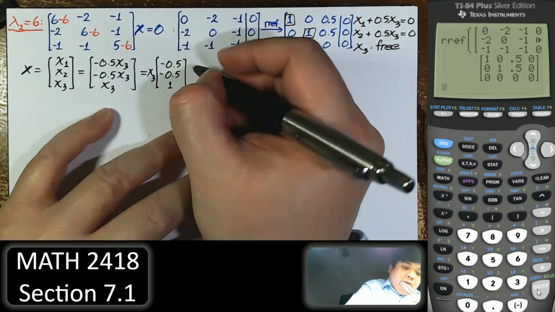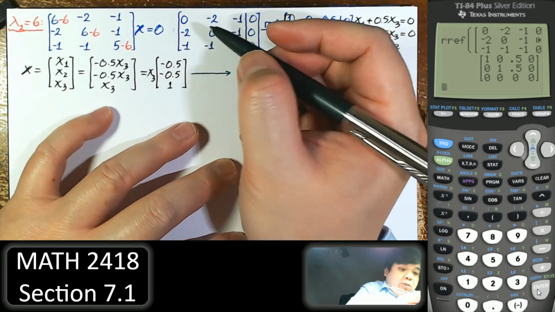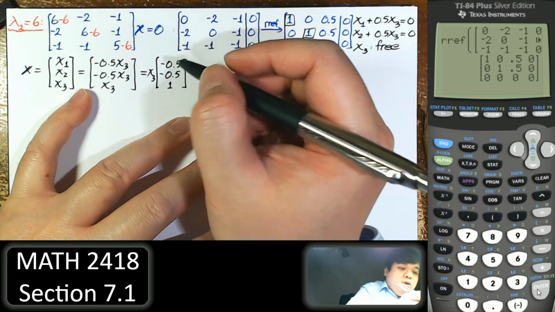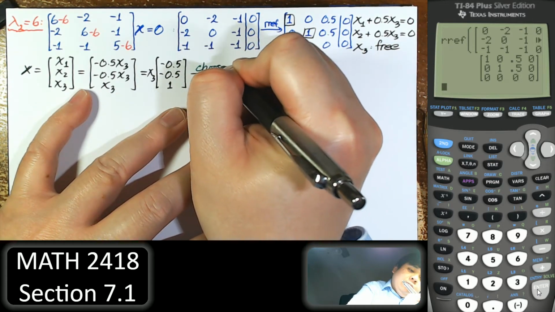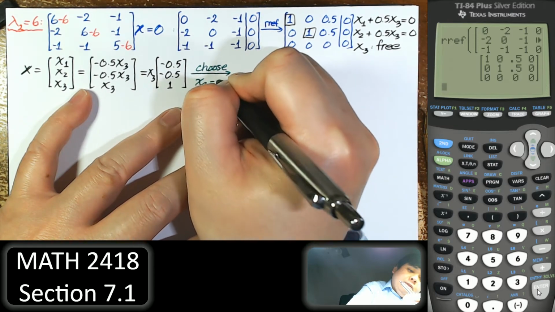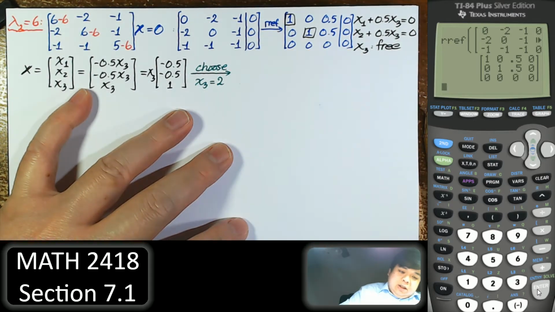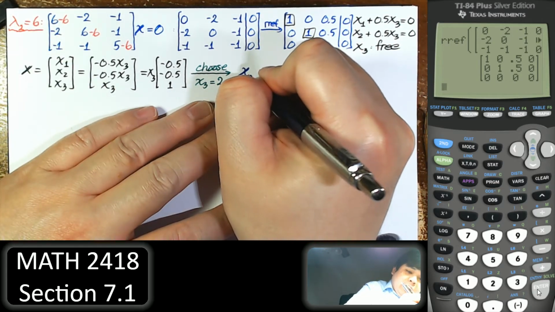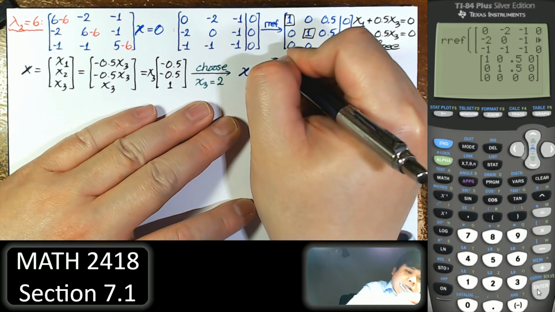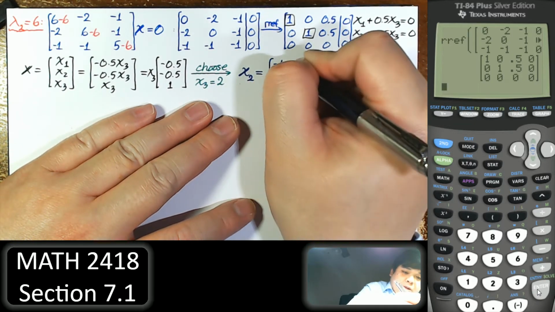Of course, when we choose an eigenvector, we choose something simple, without fraction or decimal. So let's choose x3 to be 2. So that we have the eigenvalue 6 will give us the eigenvector of -1, -1, and 2.